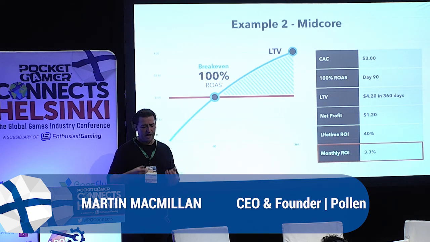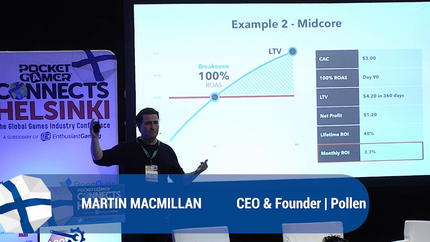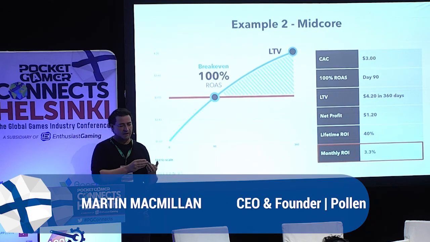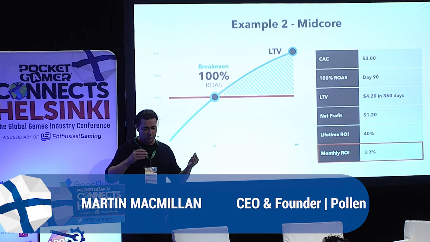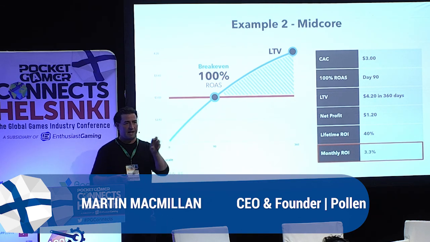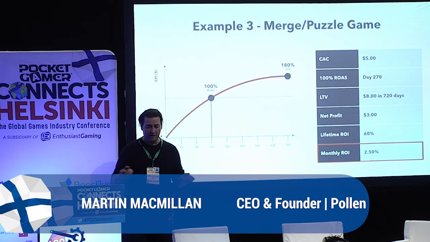A mid-core game: $3 invested, breaks even day 90, goes on to make a 1-year LTV of $4.20. So you're making a net profit of $1.20, which is 40% over the course of the year. Now, when you break it down, if you just divide it by 12, you get a monthly return on capital of 3.3%. So I can invest $1, and that dollar's worth $1.033 at the end of the month. So much, much lower return over a longer period. And then you've got a really long game.